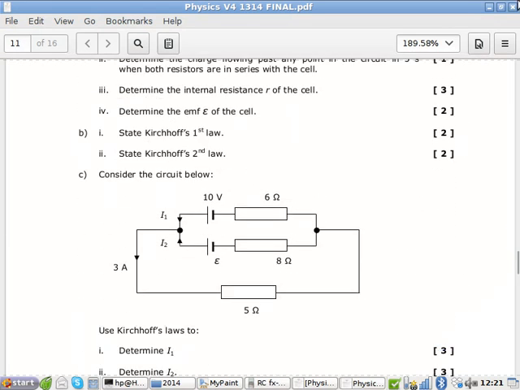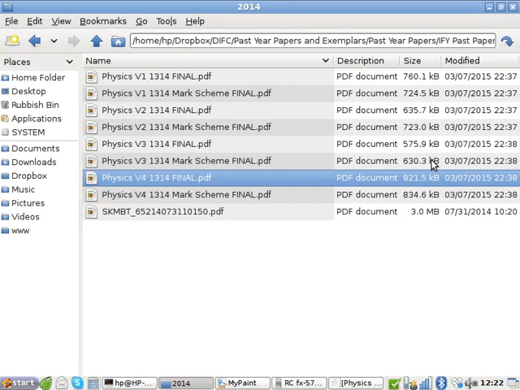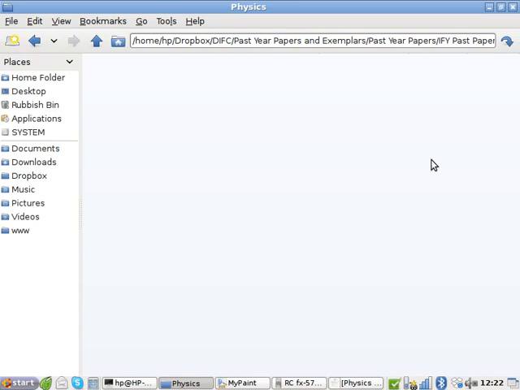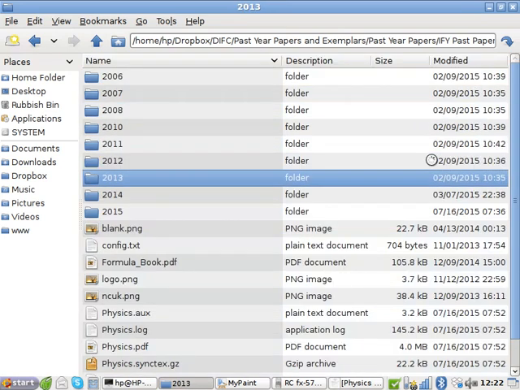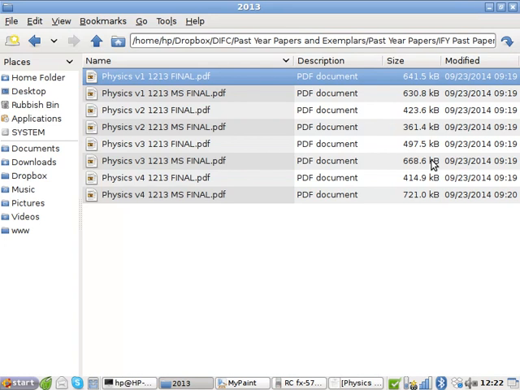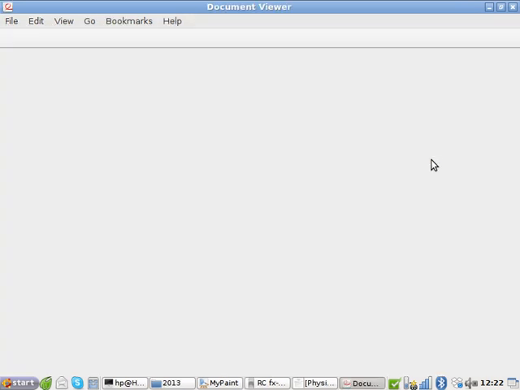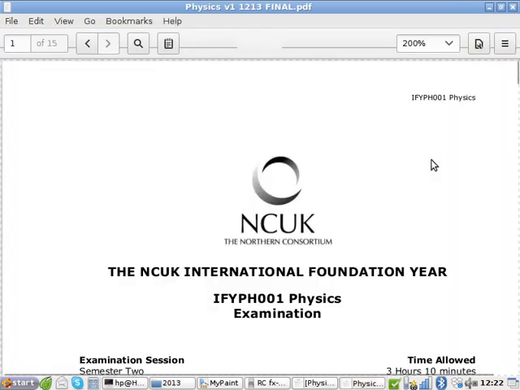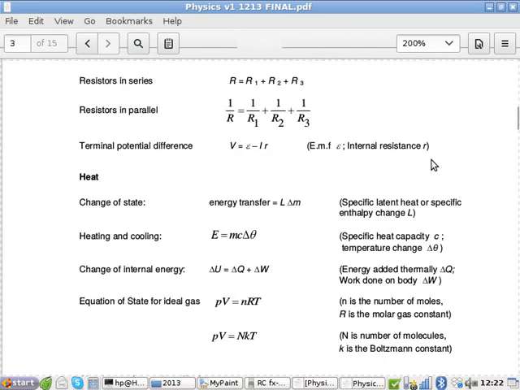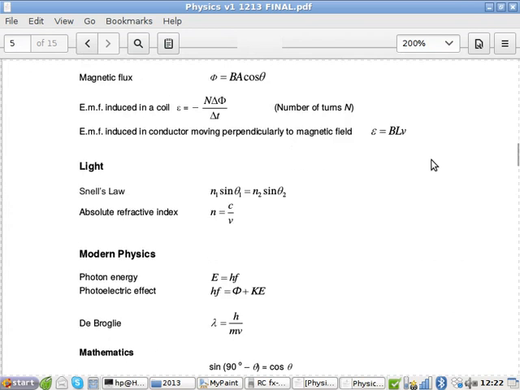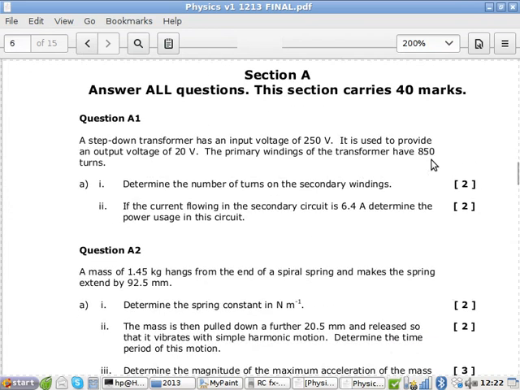6, 5, 4, too easy. I think we have to go to a different year, maybe. Let's go to 2013. Why do you have many versions for each year? The university in Manchester makes many versions for different schools. So we don't do the exam for another foundation. Probably be a different one, yeah.